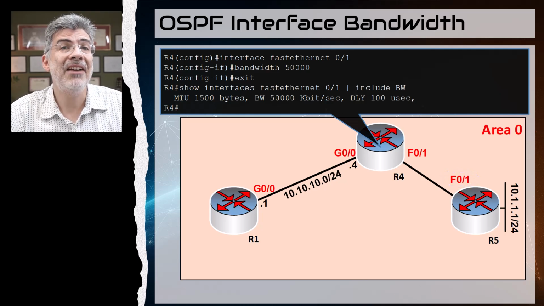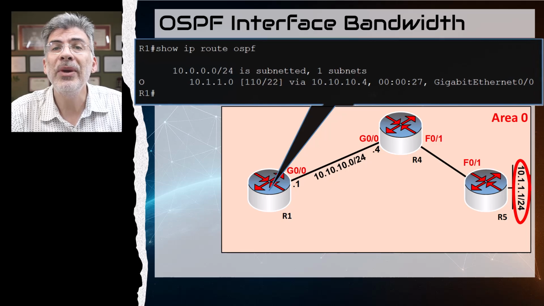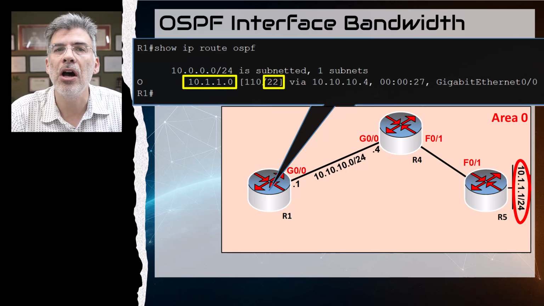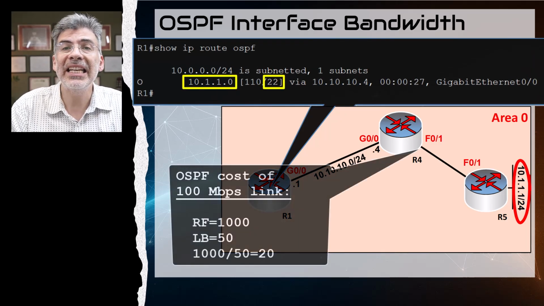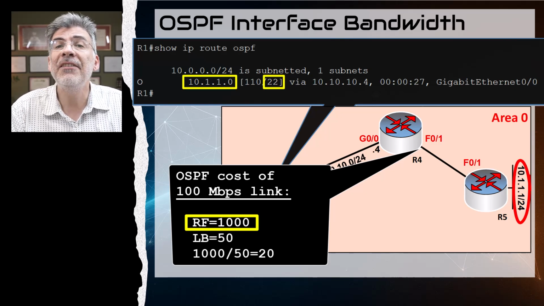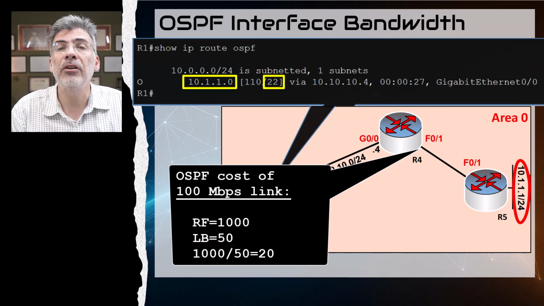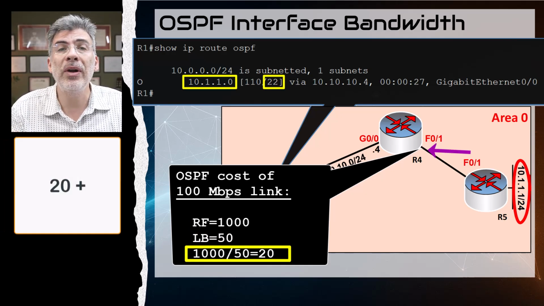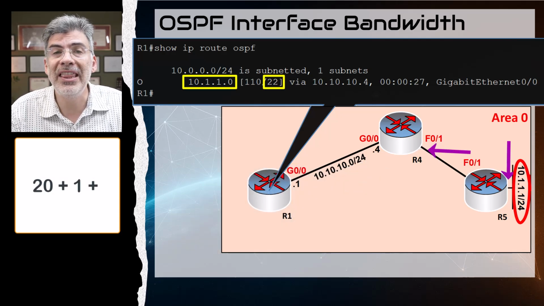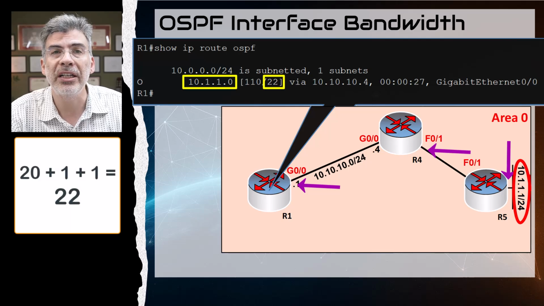Now, has that affected our OSPF cost in R1 for the destination network? We see here that we have a value of 22 for the cost. Why? Because this link here has a cost of 1000, which is our reference bandwidth, divided by 50, which is the bandwidth that we configured on that Fast Ethernet interface, giving us a value of 20. So we have a link cost of 20 here, plus 1 for this link and 1 for this link, giving us a grand total of 22.